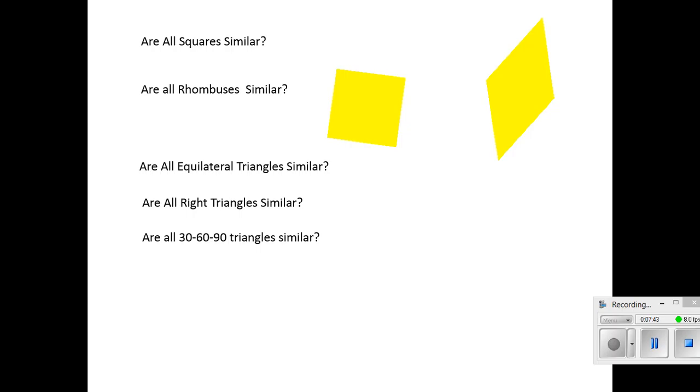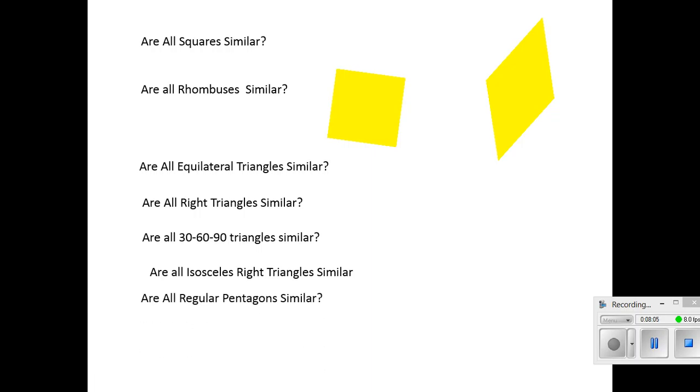Are all 30, 60, 90 triangles similar? I'm going to venture to say yes. You should think about it, okay? Are all isosceles right triangles, that is, are all 45, 45, 90 right triangles similar? I'm going to go with affirmative on that. You should think about it as well.